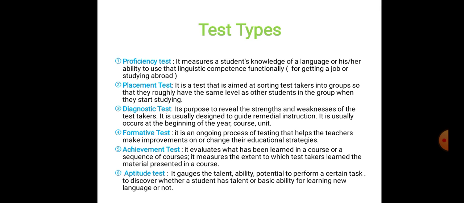Actually, we don't need to highlight the keywords because everything is clear, I think. The sixth type, the last type, is aptitude test. This kind of test gauges or evaluates or measures the talent, ability, potential to perform a certain task. To discover whether a student has a talent or basic ability for learning new language or not.